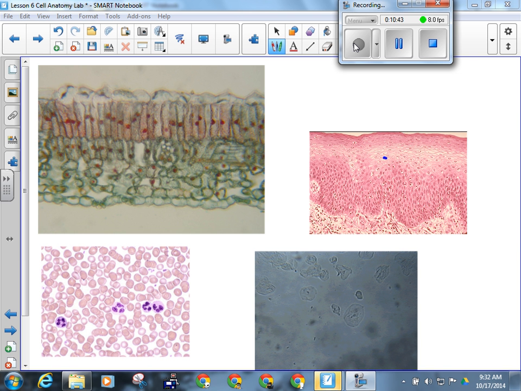This is the human blood smear. And those are my cheek cells from last semester. Yeah, they are pretty cool actually. I'm rather proud of them as they are mine. So that'll give you some idea what you're looking at for next week.